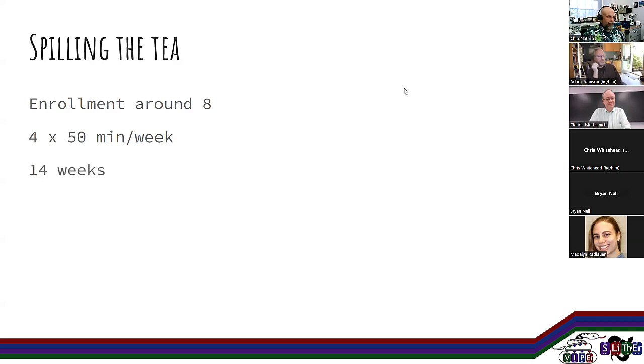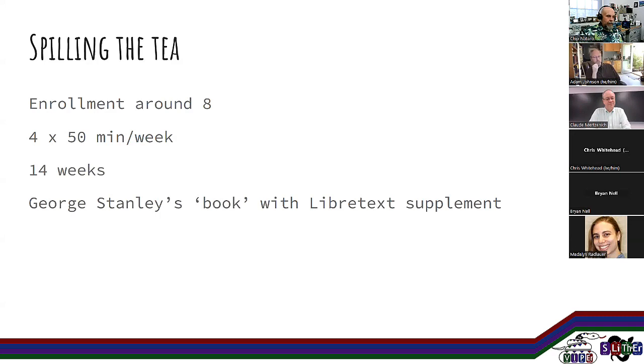We have 14-week semesters. I use George Stanley's book that's on Viper, and book in quotes. It's sort of a book, sort of PowerPoints through an entire course. I use that as my textbook, so it's all available on my learning management system, Moodle. I also use my LibreText that I use in my sophomore course as a supplement. So students have no money invested in taking the course other than tuition.